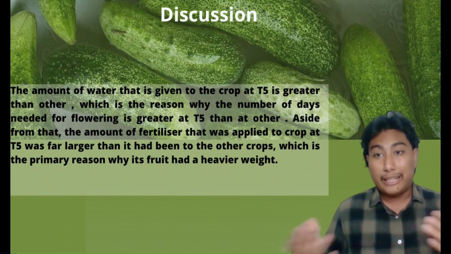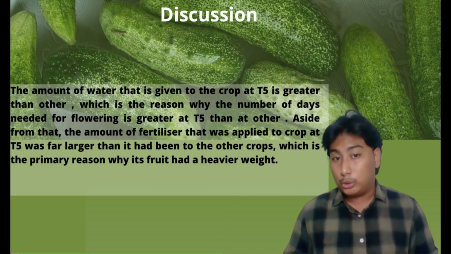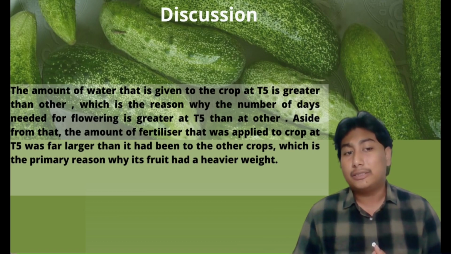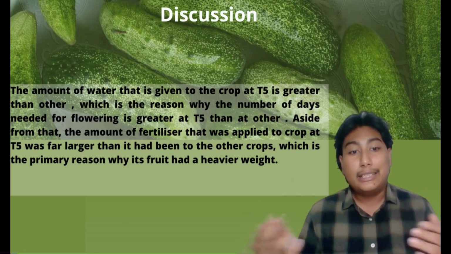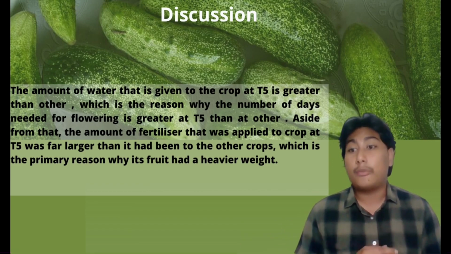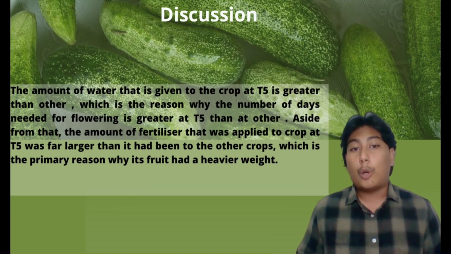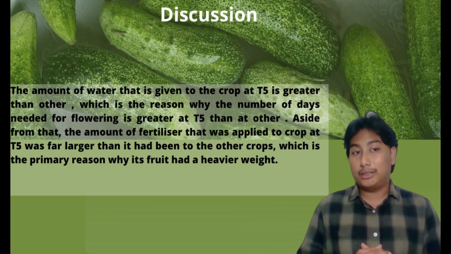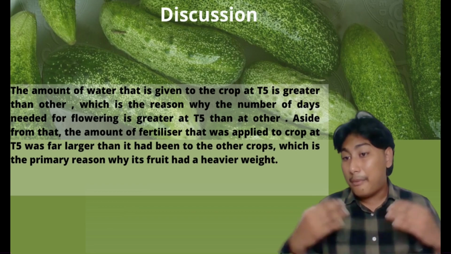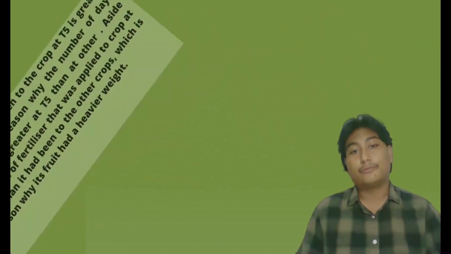From the result, we can get the discussion. The amount of water given to the crop at T5 is greater than others, which is the reason why the number of days needed for flowering is lower at T5 than at others. Aside from that, the amount of fertilizer applied to the crop at T5 was far larger than for the other crops, which is the primary reason why its fruit had a heavier weight than others.